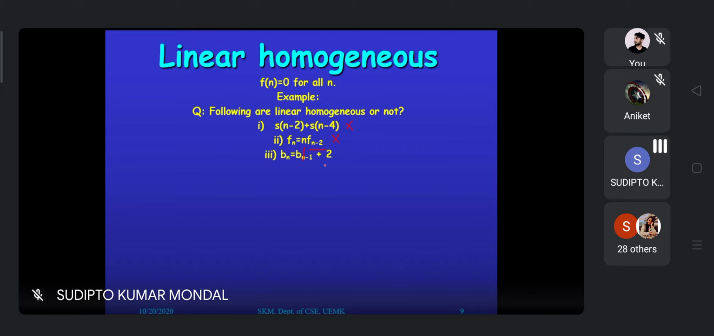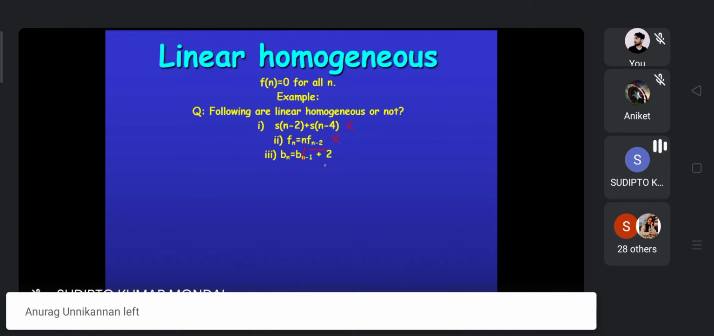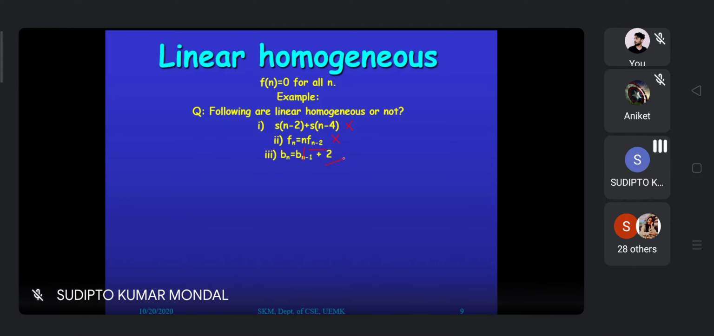Okay, so it is not a linear homogeneous recurrence relation due to these two, because constant factors are there. In a linear homogeneous recurrence relation, it's a linear representation where no constant, no nth term should be there. That's why we have written Fn equals 0. Only the functional representation must be there. No standalone terms must be there.